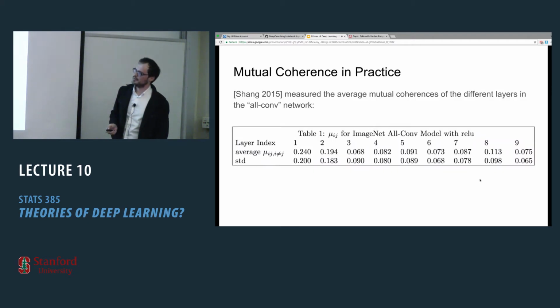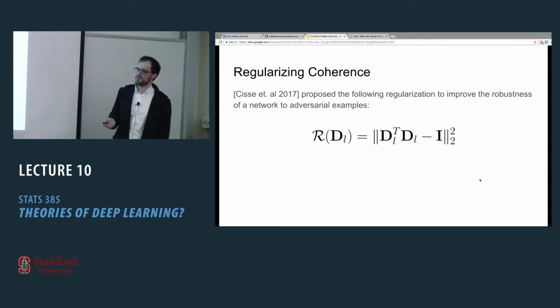Okay, so the whole theoretical analysis assumed the mutual coherence is low, right? You might ask yourself, is the mutual coherence really low? You can actually compute that, and this work of Shang et al. in 2015 measured the average mutual coherence of a whole convolutional network. And what they found is that the average mutual coherence is in fact not as bad as you might think. The mutual coherence goes between 0 and 1, where 0 is the best and 1 is the worst. And here you're obtaining values like 0.073.